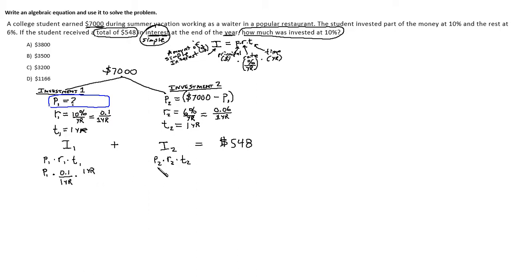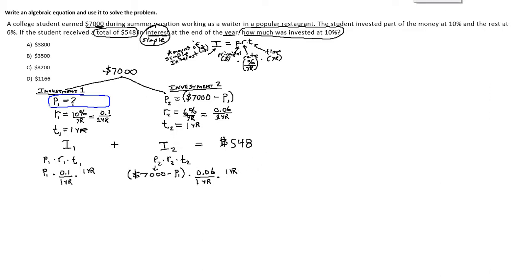Okay, P2. We don't know what P2 is other than to say, let's go ahead and replace P2 with 7,000. I'm going to take out units. Well, no, let's leave them in. $7,000 minus P1. Let's see what happens when we leave those units in. R2 is 0.06 per 1 year times T2 is 1 year.